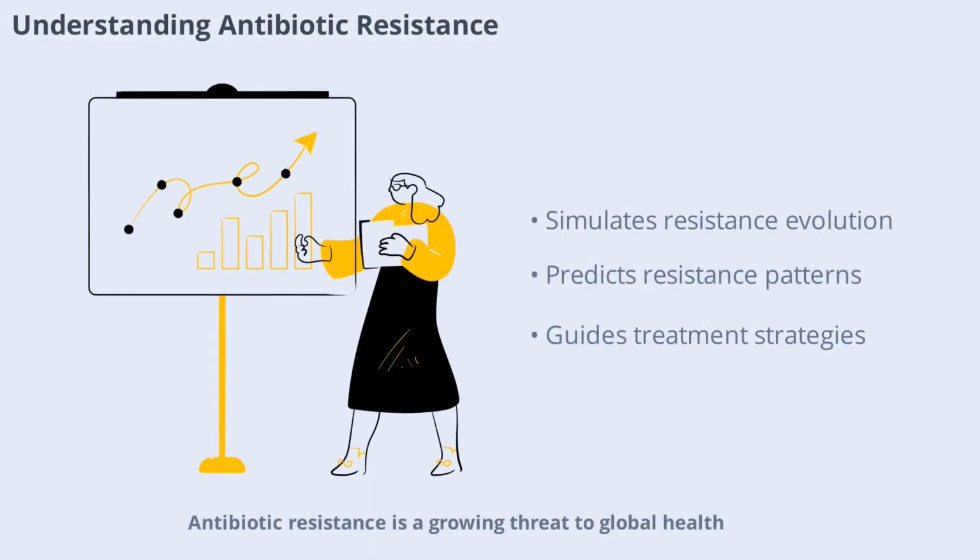Antibiotic resistance is a growing threat to global health. Evolutionary computation helps researchers understand how resistance evolves and spreads. By simulating bacterial populations and their response to antibiotics, scientists can predict resistance patterns and develop strategies to combat them. This approach is vital for preserving the effectiveness of existing drugs and guiding the development of new treatments.